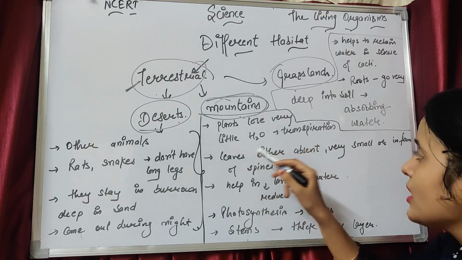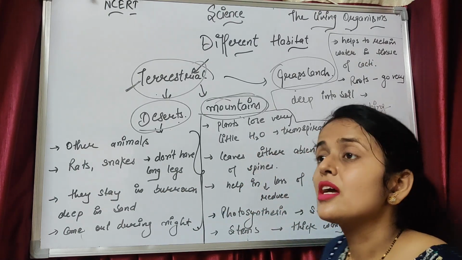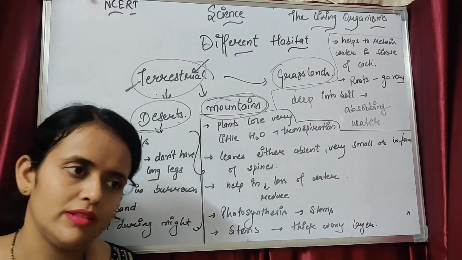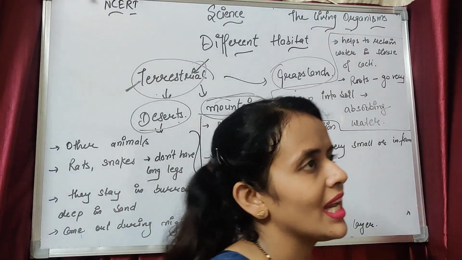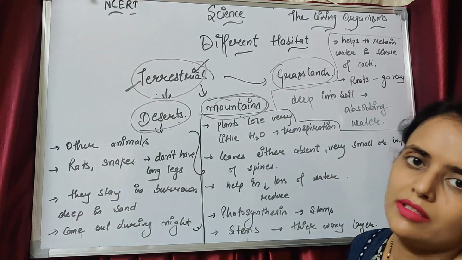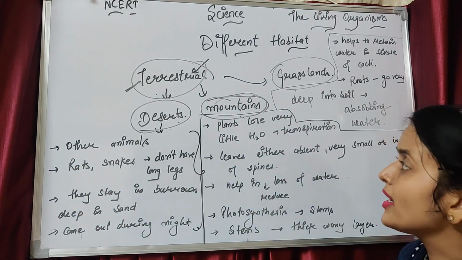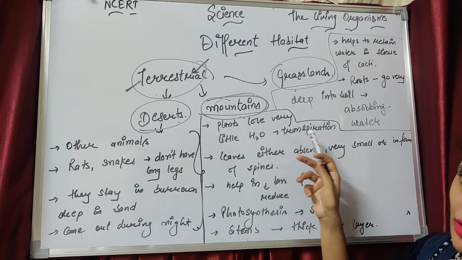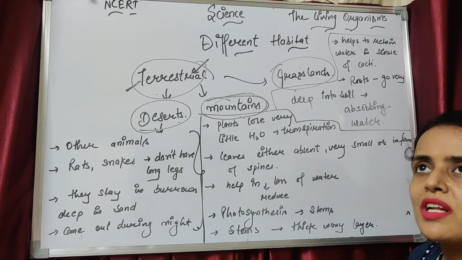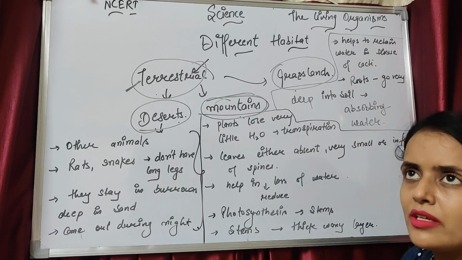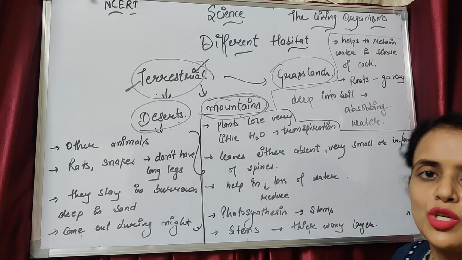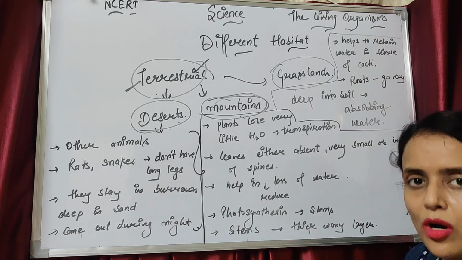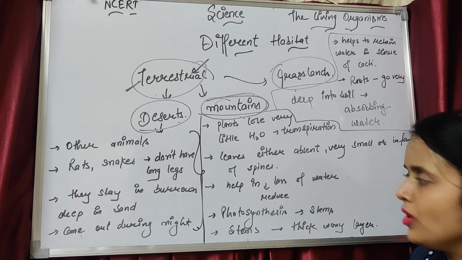Plants lose very little water in transpiration. Transpiration is the process in which leaves lose some water. So in the desert, plants lose very little water in the process of transpiration. Approximately zero amount of water is lost during transpiration. Not zero, it's approximately zero.